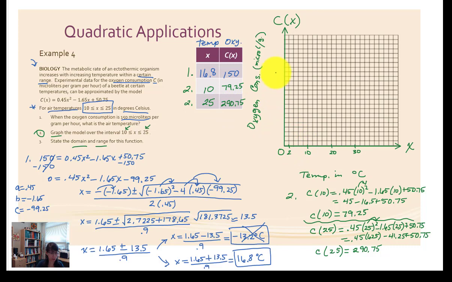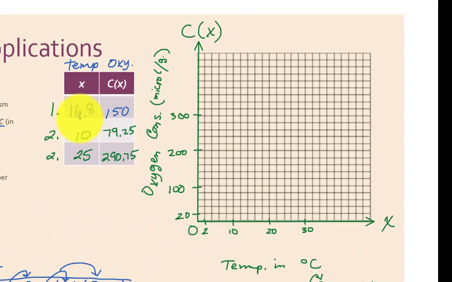So the scale that we could use maybe is counting by 20s. That should accommodate all of our values. So I'm going to plot 16.8, 150, and then 10, 79.25. And last I'll plot 25, 290.75.